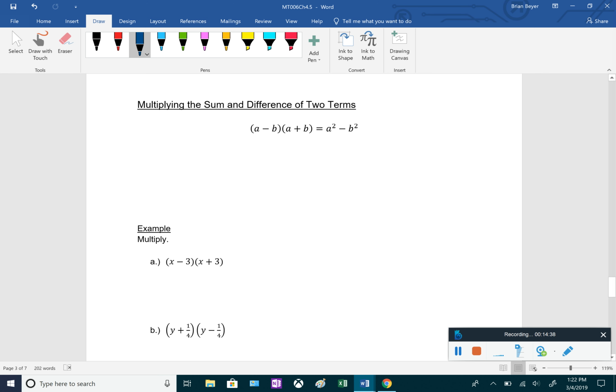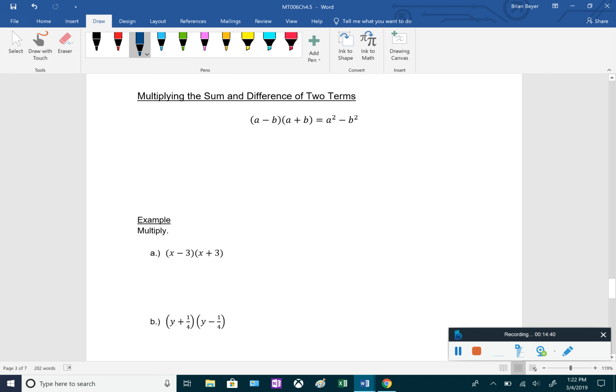Okay, and then for the next thing, this next one is also pretty important, multiplying the sum and difference of two terms. So that means a minus b times a plus b. So that's the sum of two terms and the difference of the same two terms. If we multiply those together, we get a squared minus b squared. We get the first one squared minus the second one squared.